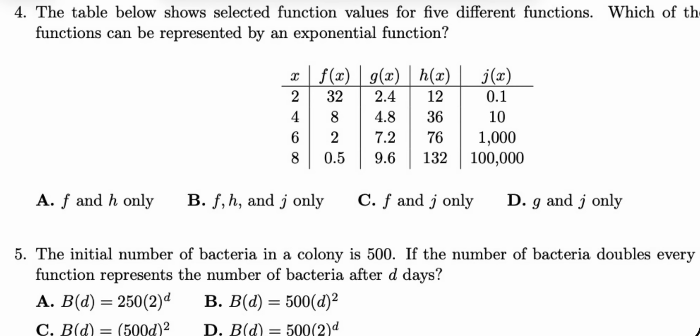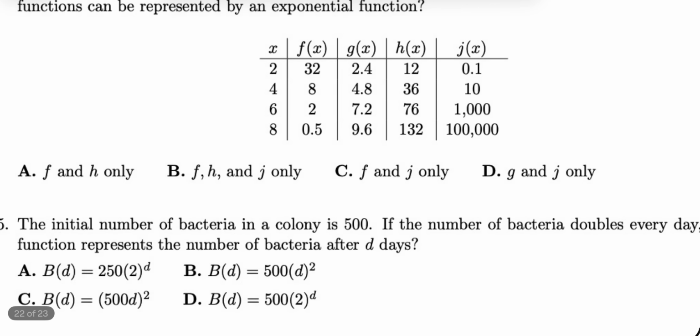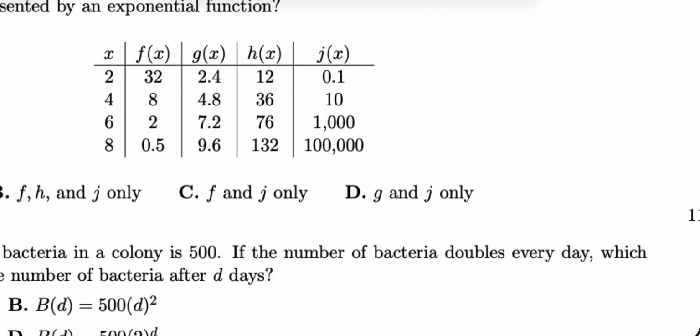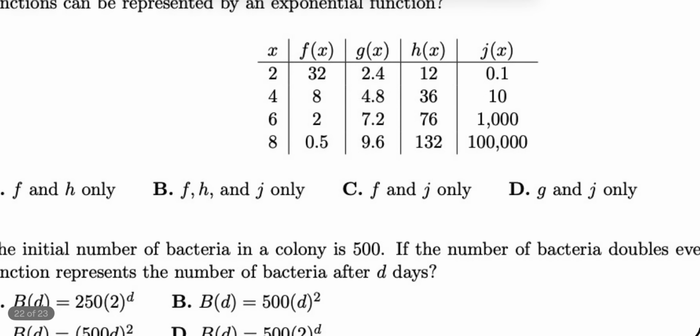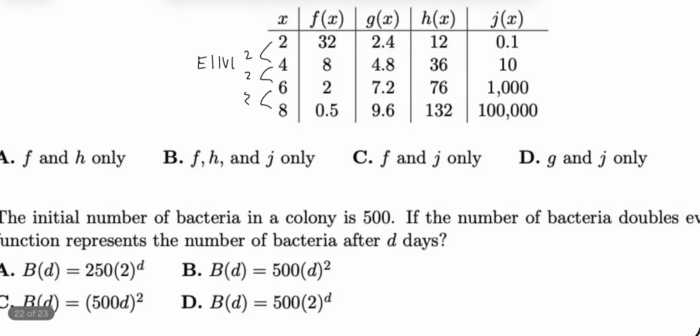The table below represents selected function values for 5 different functions. Which of the following functions can be represented as an exponential function? Over equal length input intervals, an exponential function will change proportionally, so the ratio of the consecutive terms will be equal. In this case, we can see we have equal length intervals, right? Each of these is a difference of 2. So we have equal length intervals of 2 units.